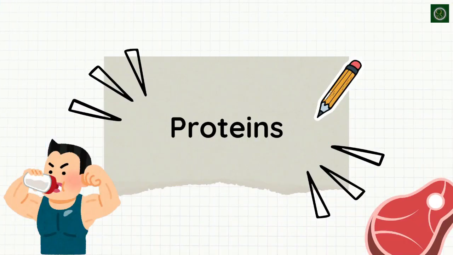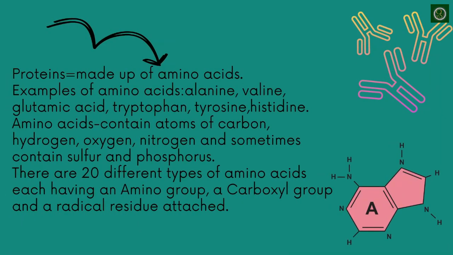Proteins are made up of amino acids. Examples of amino acids are alanine, valine, glutamic acid, tryptophan, tyrosine, and histidine. Amino acids contain atoms of carbon, hydrogen, oxygen, nitrogen, and sometimes contain sulfur and phosphorus. There are 20 different types of amino acids, each having an amino group, a carboxyl group, and a radical residue attached.